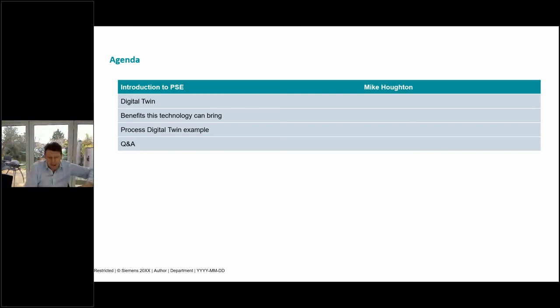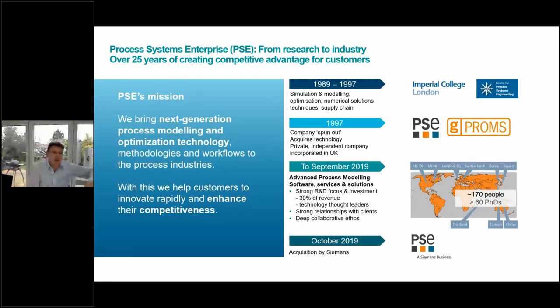A little bit about PSE. I'm sure many of you know PSE, the organization based out of Hammersmith. It was actually formed back in the late 1980s out of Imperial College London, and then about a decade later it was spun out into what's called PSE today. Their platform of choice is something called gPROMS, the modeling platform. Back in September 2013, 14 months ago now, Siemens acquired them. At that point, in terms of geography, about 160 people. It's now about 220. Siemens has invested a lot, even during COVID. And a large percentage of those people are PhDs in chemical engineering.